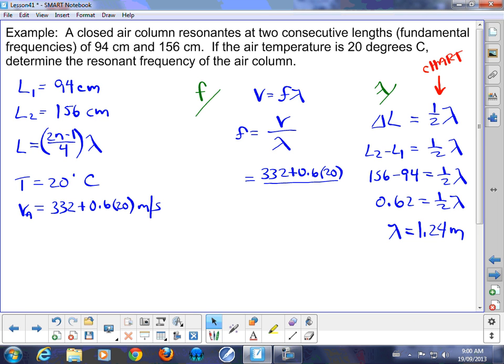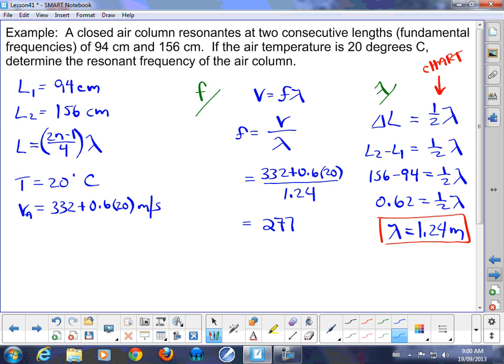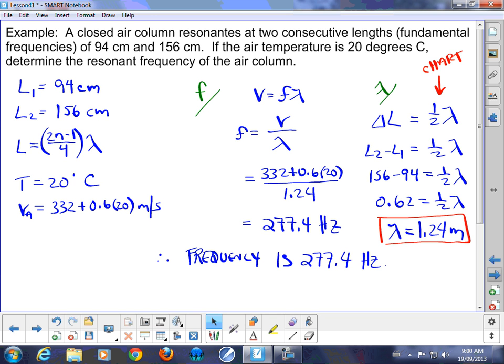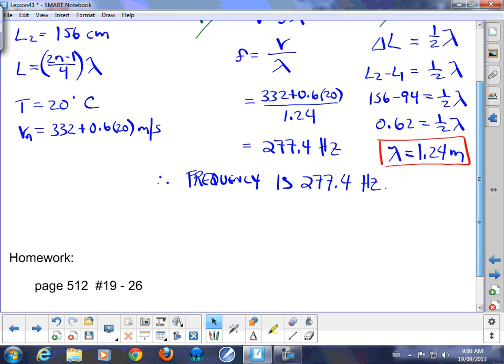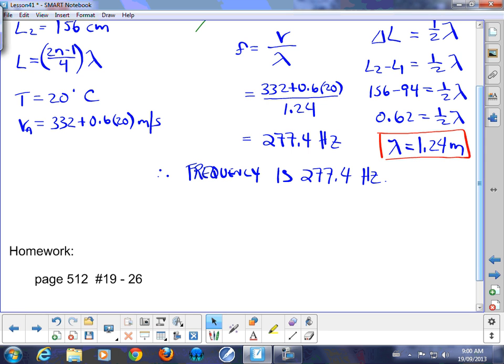So I was able to find lambda using the pattern that we developed in the previous chart, which now allows me to put lambda in to determine the frequency. When we go through and calculate it, we get 277.4 hertz. Therefore, frequency is 277.4 hertz. You're just playing around with existing formulas. Remember, the relationship that we developed in the chart is what you'd call fair game, so make sure you note it on your study sheet.